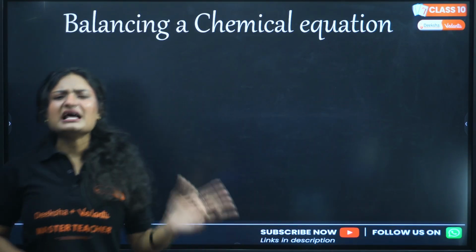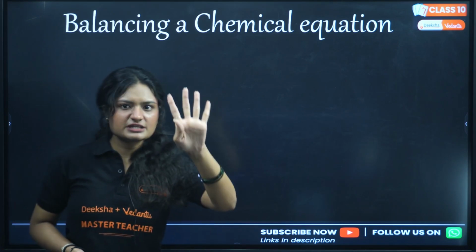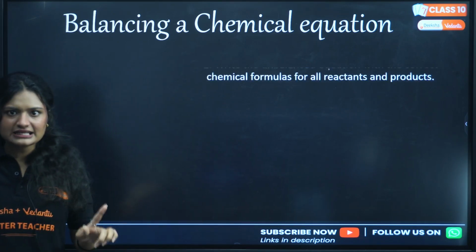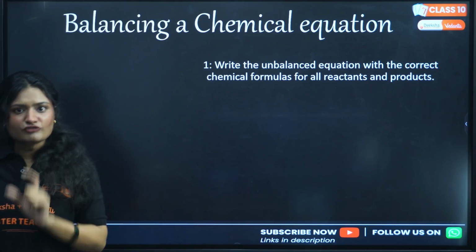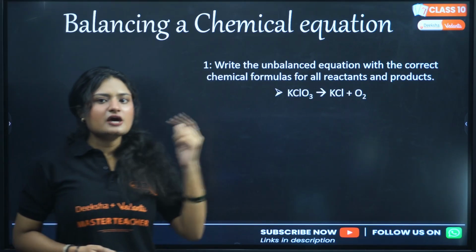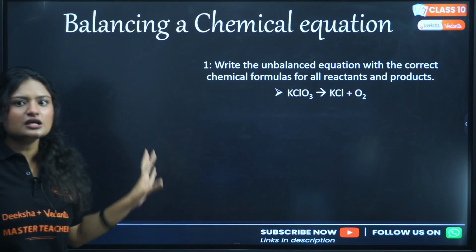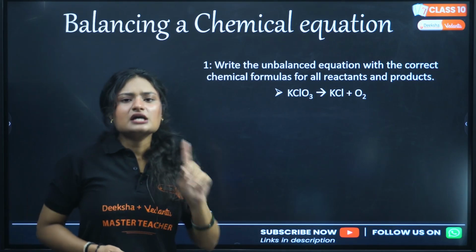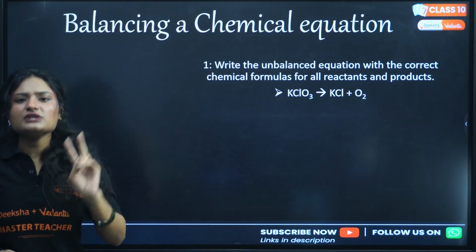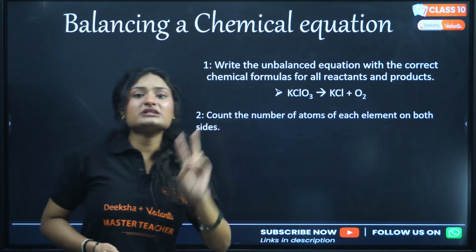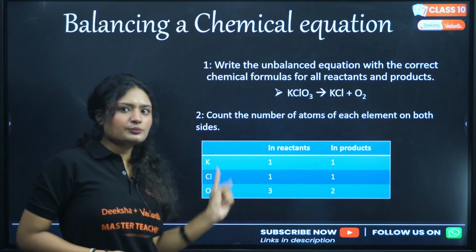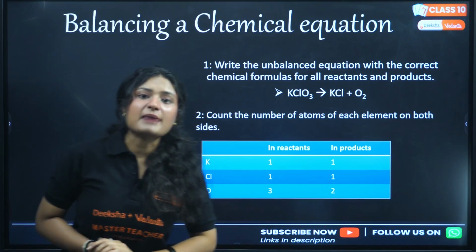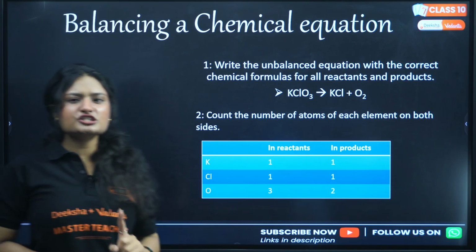Now, how do you balance a chemical equation? There are 4 steps. Firstly, write the unbalanced chemical equation correctly using the correct formulas of the reactants and the products. For example, in this reaction, we can see all the formulas are correct. Second, count the number of atoms of each element on both the reactant side and the product side. In this reaction, the numbers of potassium and chlorine are balanced on both sides, but the number of oxygen is not balanced.